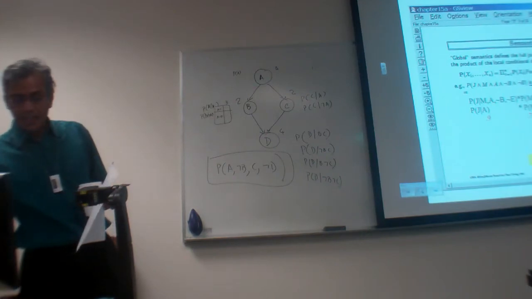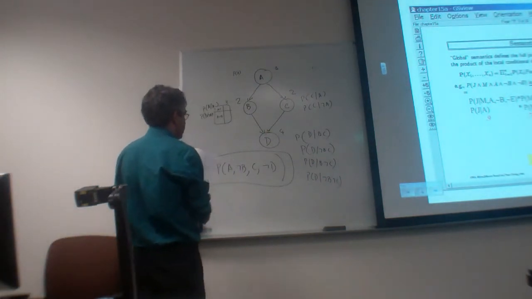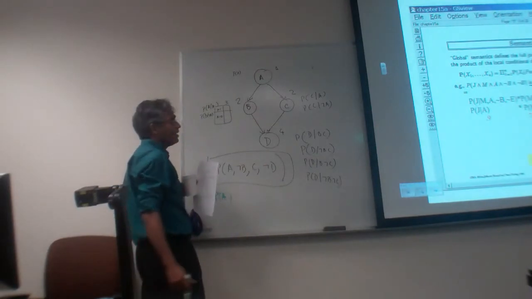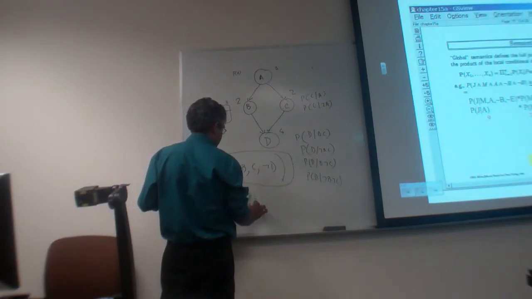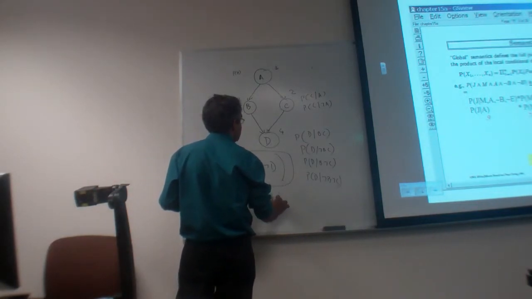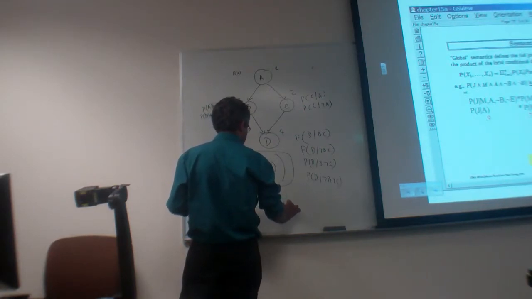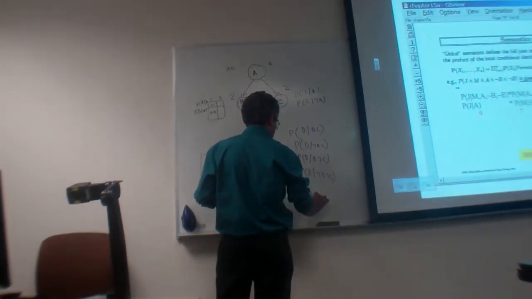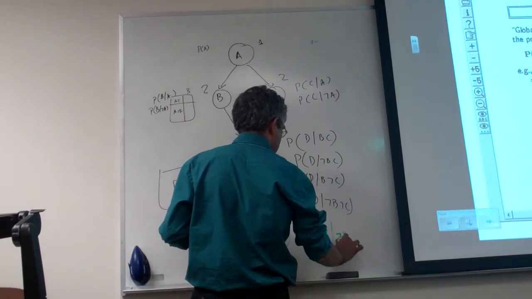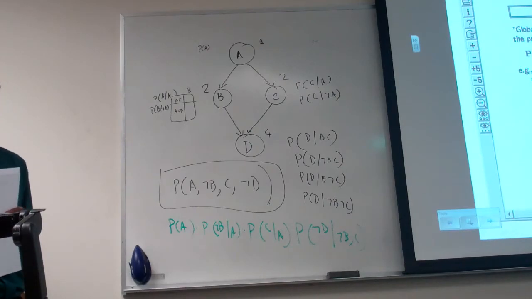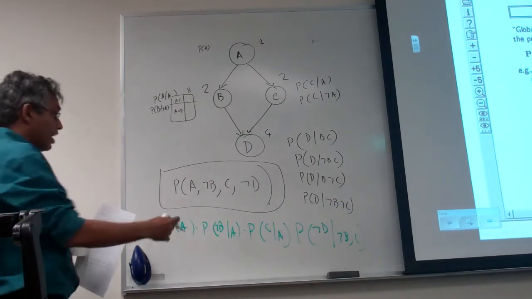And for that, essentially, all we know, so tell me, what do I need to do? Start from P of A, because A doesn't depend upon anybody else. And then B depends on A, so it's not B given A. And C depends only on A, so C given A. And D depends on B and C, so P of not D given not B and C. That's it.